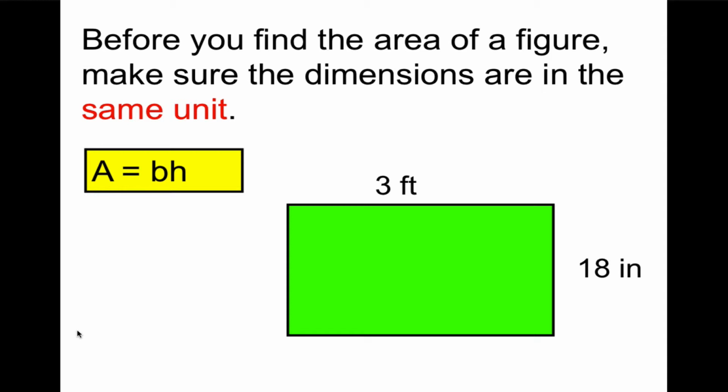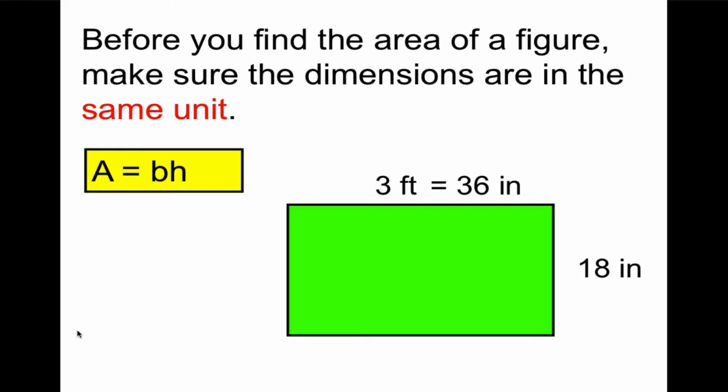But before you find the area of a figure, you have to make sure that the dimensions are in the same unit. So here we have a figure where one side is measured in feet and the other side in inches. That is not going to work out. You can't have a square that's feet on one side and inches on the other. So you have to decide, do you want to measure in square feet or do you want to measure in square inches and then convert? It's probably easiest just to change 3 feet into inches. So ask yourself, how many inches are there in a foot? And multiply by 3. It's 12 times 3 equals 36 inches.